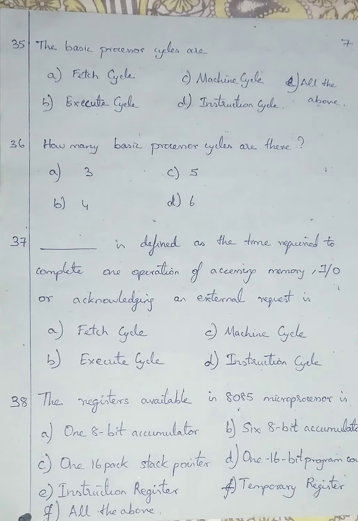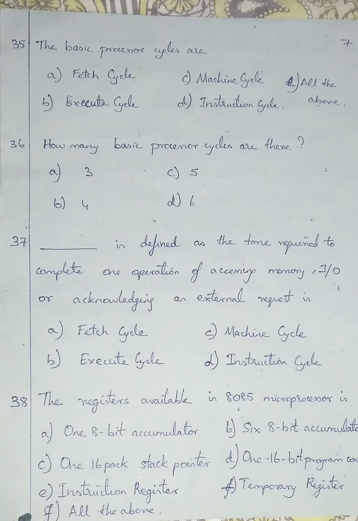In today's session, we'll be seeing part 3 of Mechatronics Unit 2, Microprocessor and Microcontrollers. Question number 35. The basic processor cycles are: option A is fetch cycle, option B is execute cycle, option C is machine cycle, option D is instruction cycle, and option E is all the above.